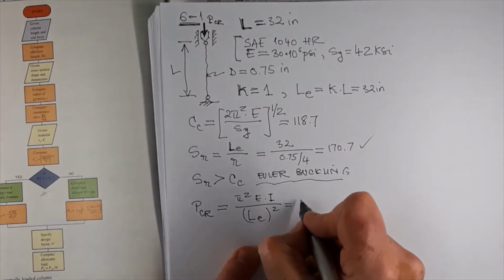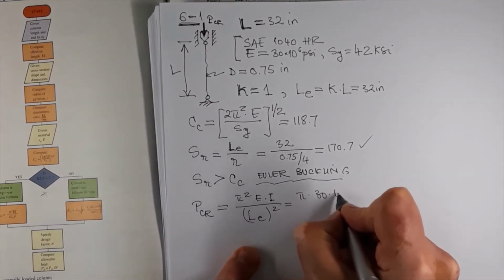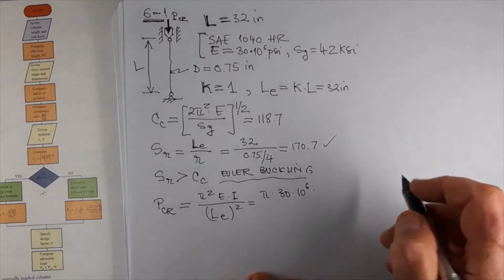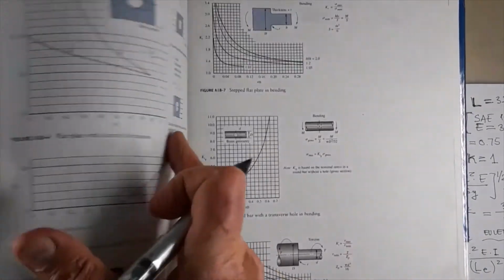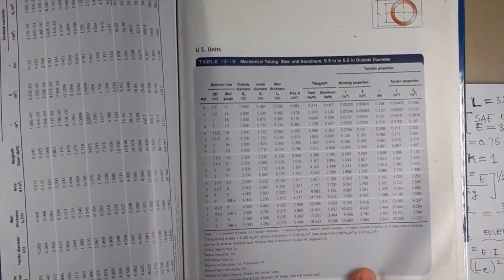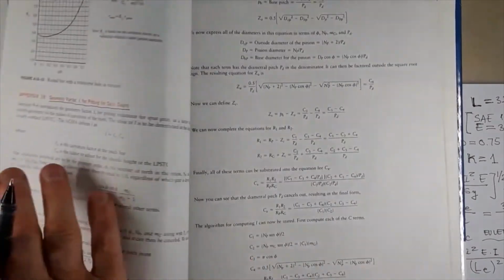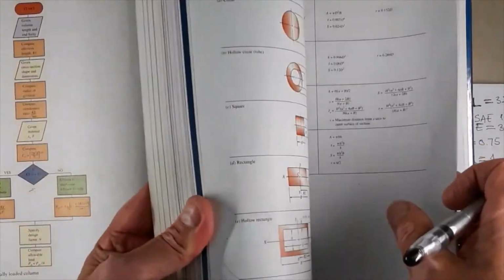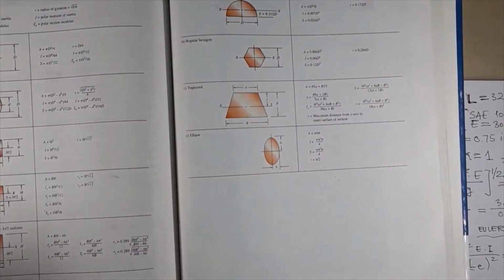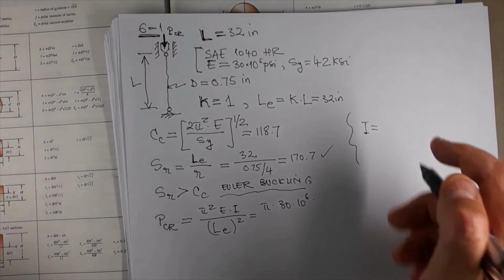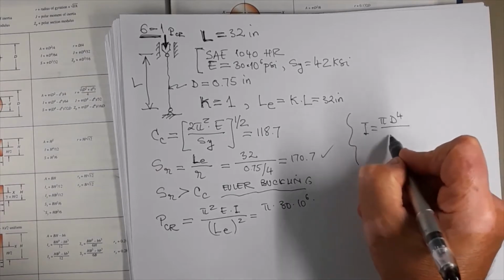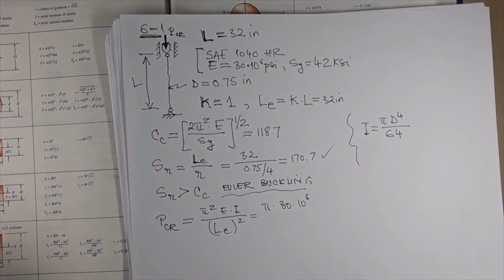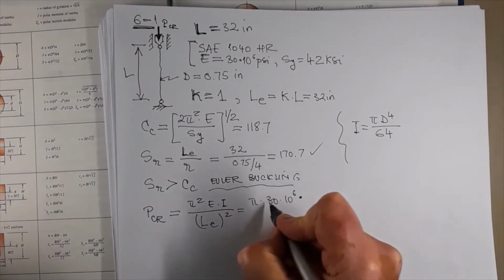Okay, so we have pi times 30 times 10 to the power 6 times. Also we need area moment of inertia. So we're going back to the appendix with the shapes, and that's appendix 1. So it's pi diameter to the power 4 over 64. Okay, I'm going to just plug it here.